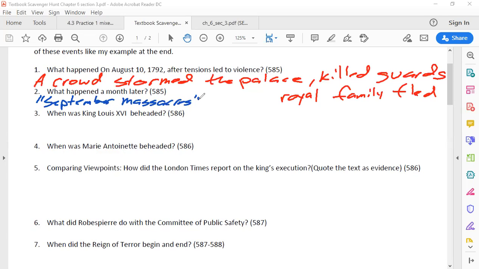And in these September massacres, 1,200 prisoners were killed.